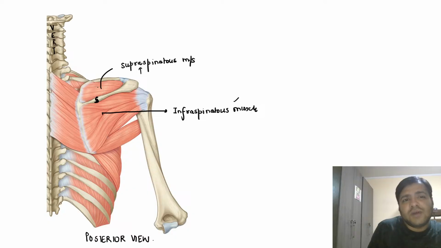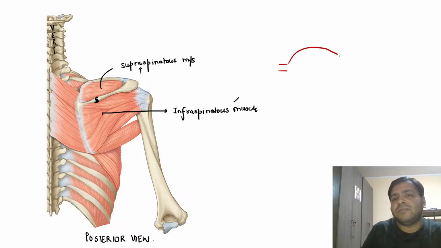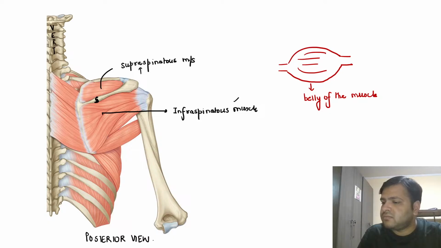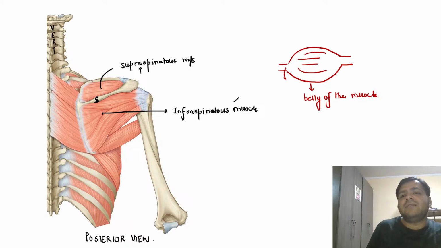Sure. Now guys, let me tell you one thing over here. If we talk about any muscle, this in-between part is called the belly of the muscle. There are two ends of the muscle. One is called origin and one is called insertion.